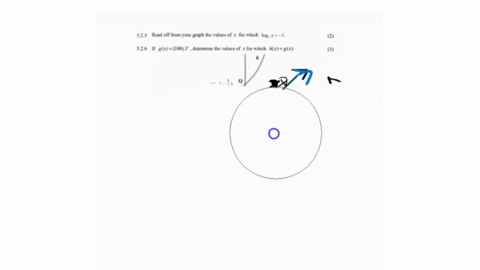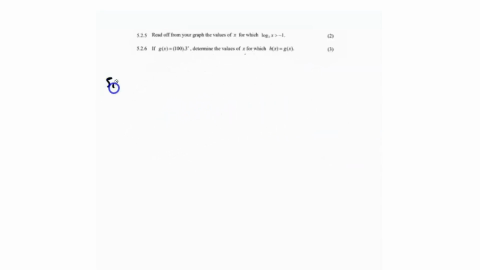Let me just erase everything here since we're not going to use it. Okay, so 5.2.6, let's take a look now. Let's do the next question. It says g of x equals 100 multiplied by 3 to the power x, and the previous one will be 2 to the power x. So they want the point of intersection. This is how we're going to do this.